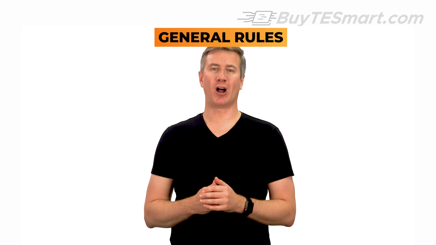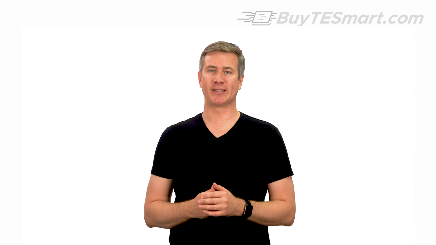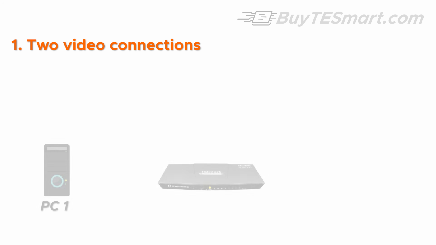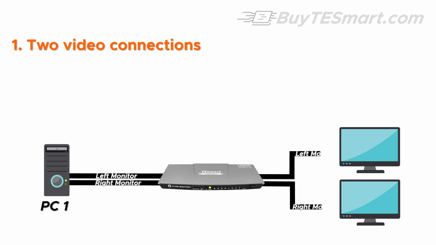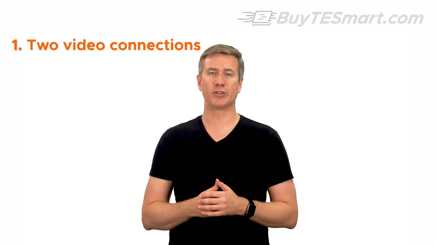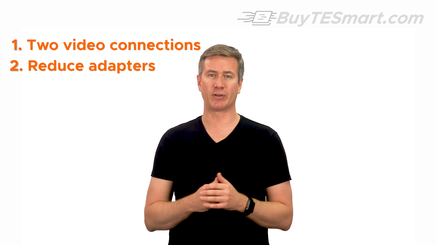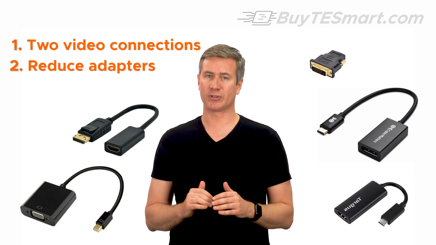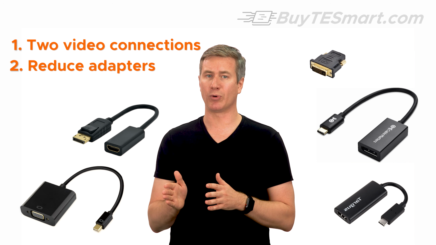The first rule for almost all dual monitor KVMs is that each computer must make 2 video connections to the KVM. The KVM simply passes the video signal to each monitor, so you need 1 signal for each monitor. Next, the goal in choosing the KVM is to reduce the number of adapters. More adapters means more connections and more points of failure in your environment.